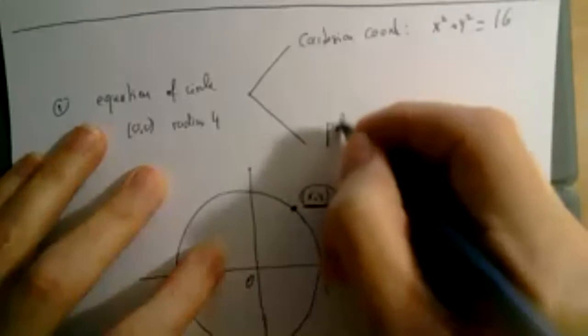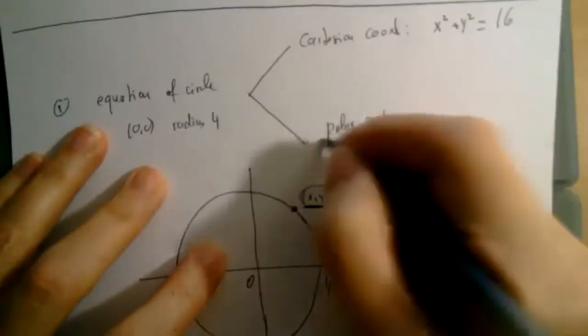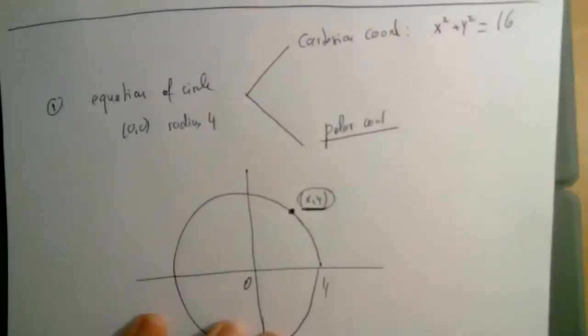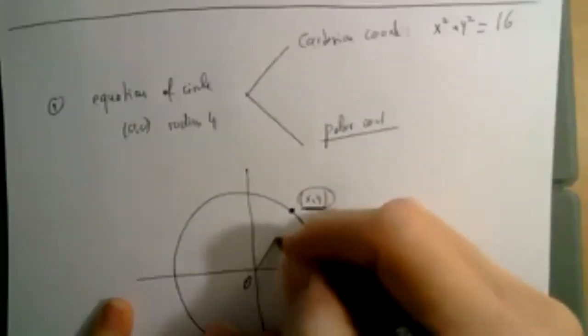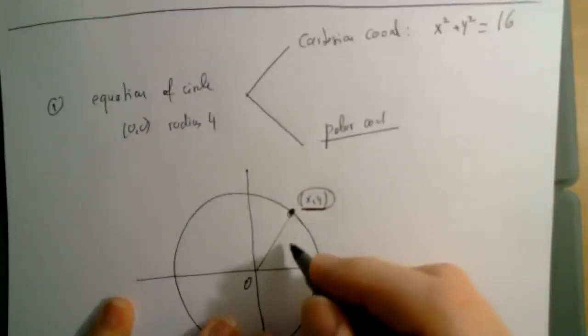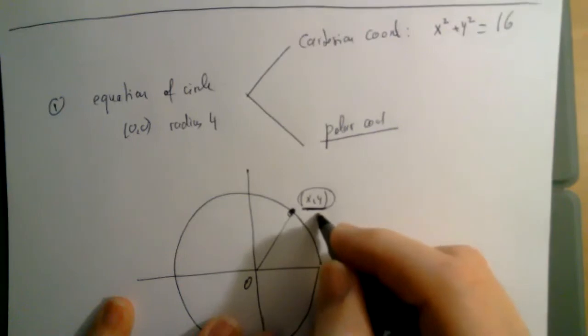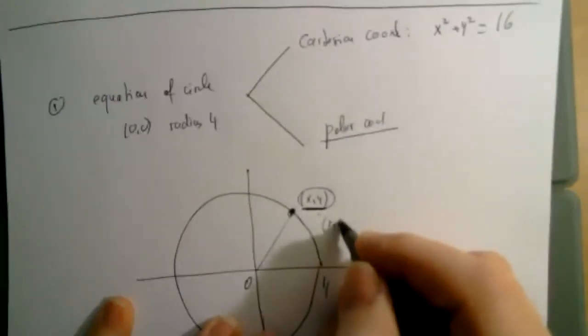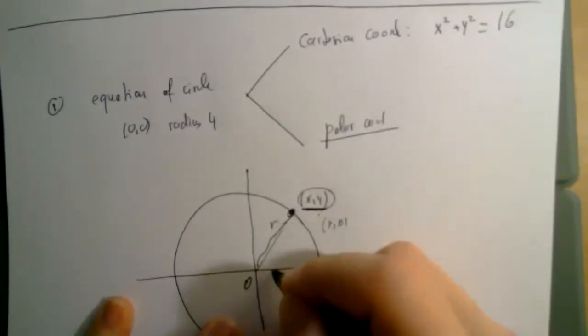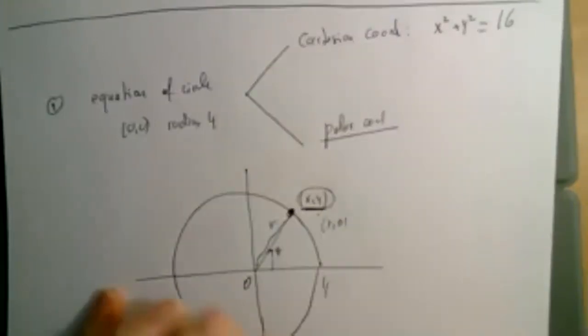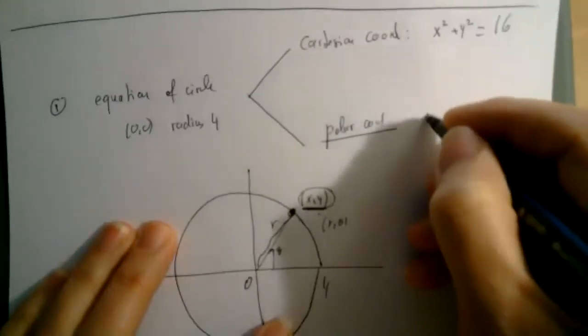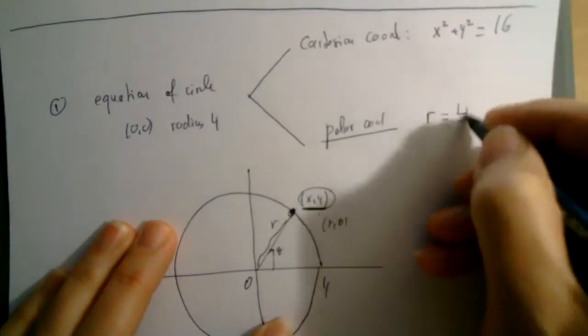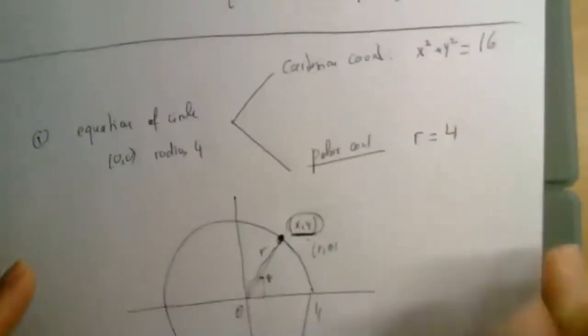Now, in polar coordinates, it means if I take a point on the plane, and on the circle, and I start asking myself, what characterizes the r and the theta? So in polar coordinates, this equation becomes fairly simply r equal to 4. So this is a circle.